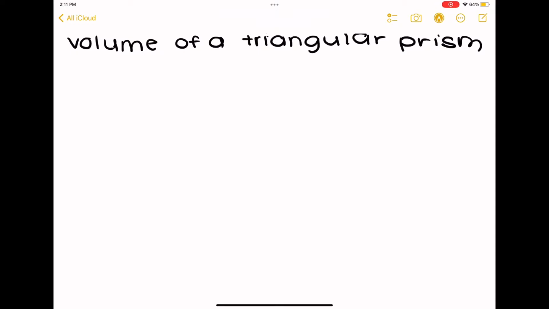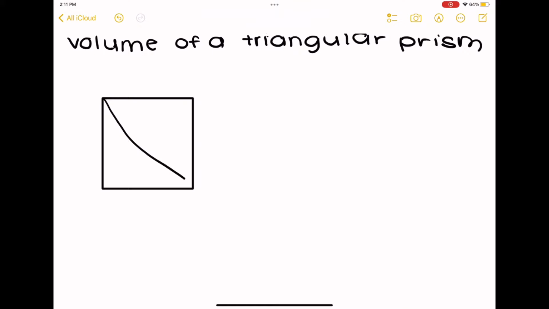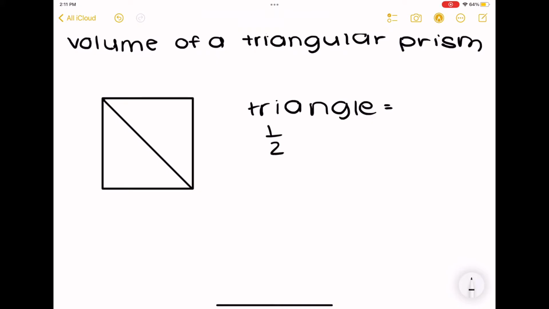In today's video, I'll be showing you all how to find the volume of a triangular prism. Now, if you watched my previous video, you would recall that a triangle is simply half of a rectangle or a square, depending on the triangle's base and height. So, that's how we know, for example, how to find the area of the triangle. Well, it would be 1/2 of the square's or rectangle's area.